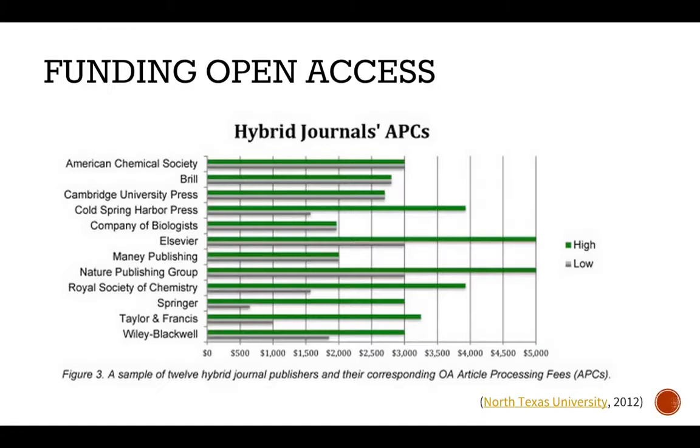If we're being asked to pay to publish, how much money are we talking about? In 2012, the North Texas University Library completed a study that examined the costs associated with open access publishing. In the report, the author included this chart examining the fees of 12 hybrid journal publishers, ranging from a few $100s for Springer to more than $5,000 for Elsevier and Nature Publishing Group. Most publishers assign different fees to different journals under their umbrellas.